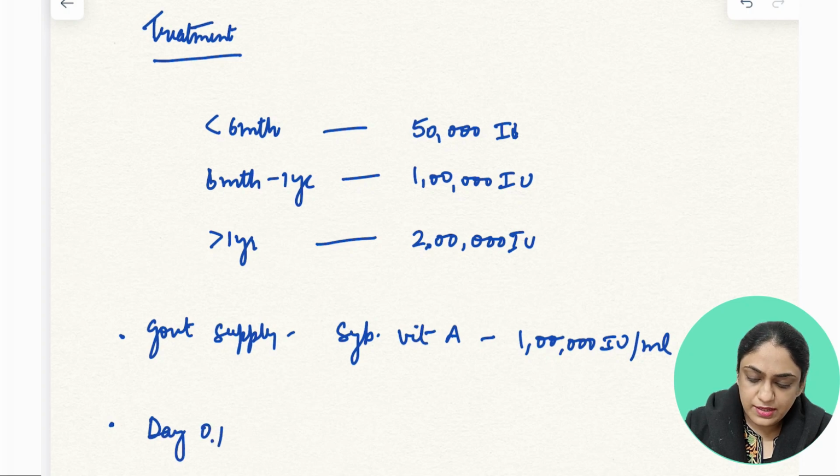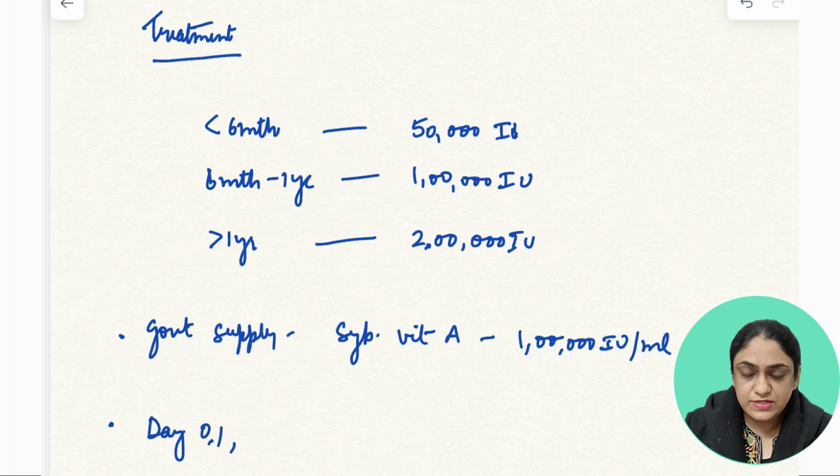And how many doses do you have to give? If they ask about doses, the first dose is given today, so this is day 0. Then repeat on the next day, that is day 1, and then the third dose has to be repeated after 4 weeks.